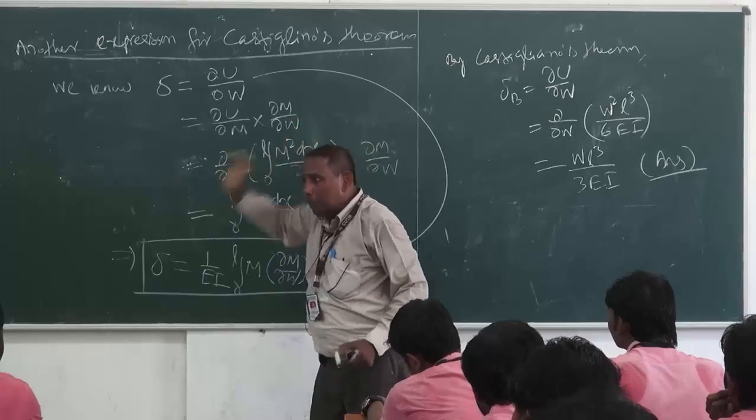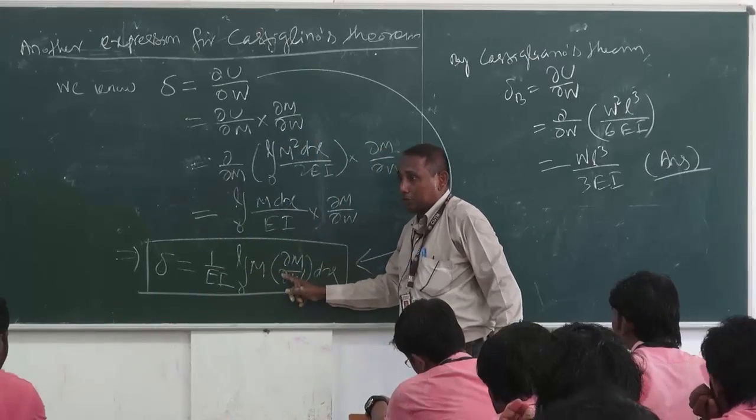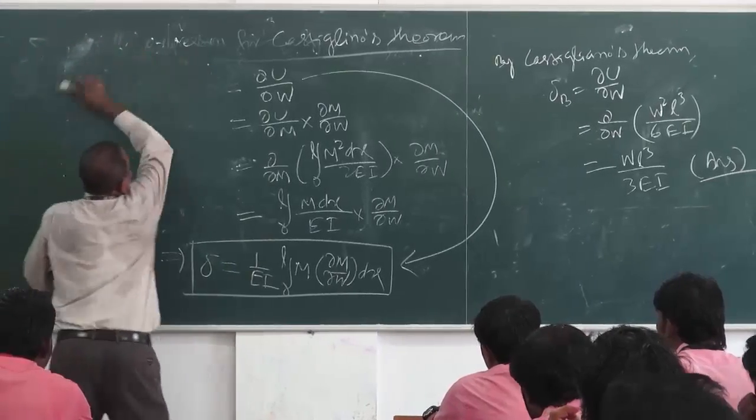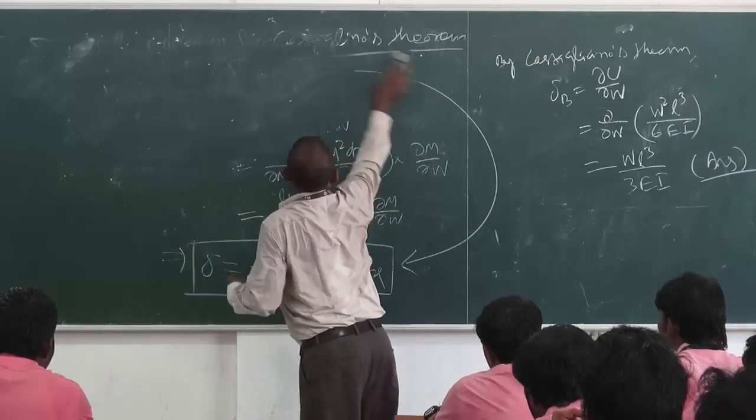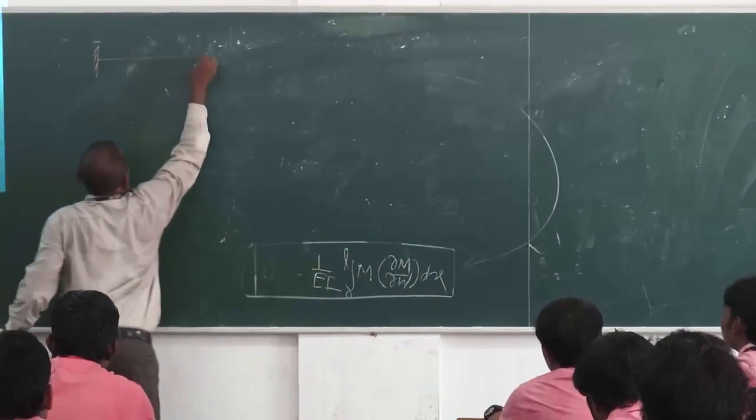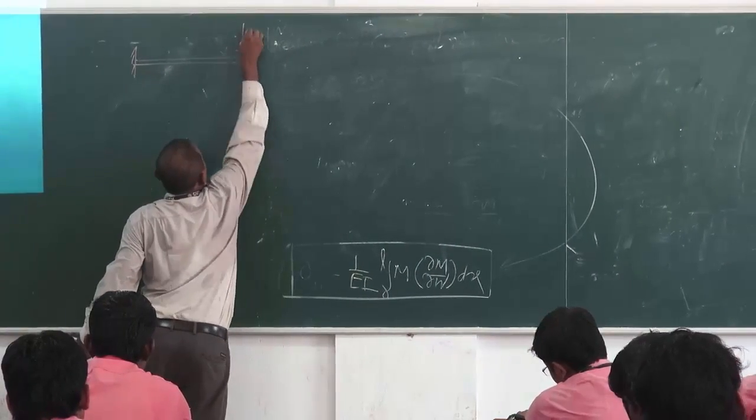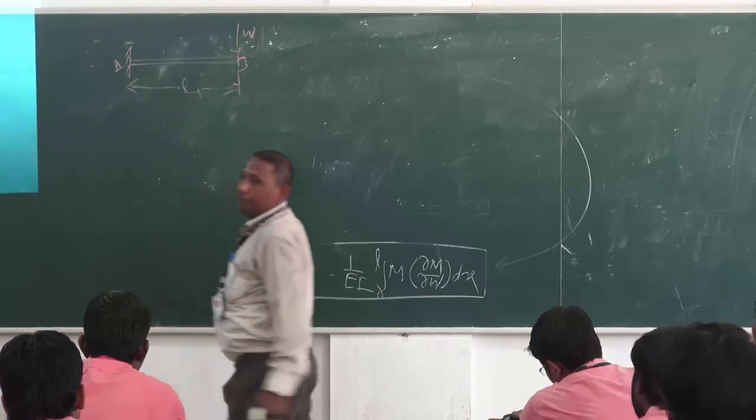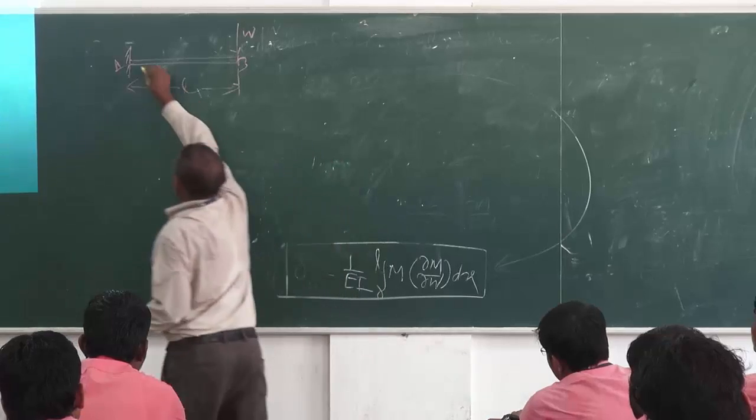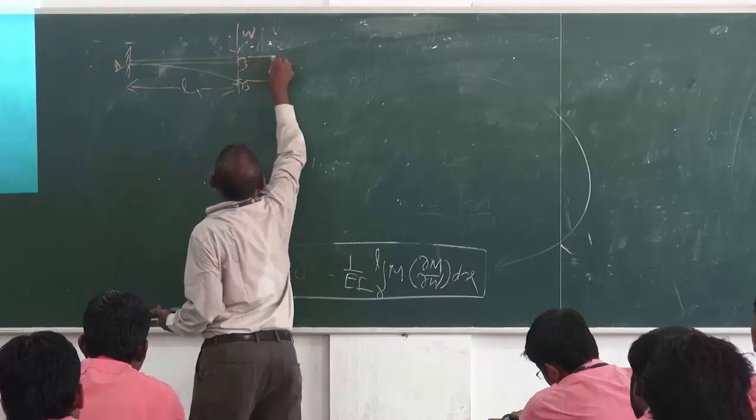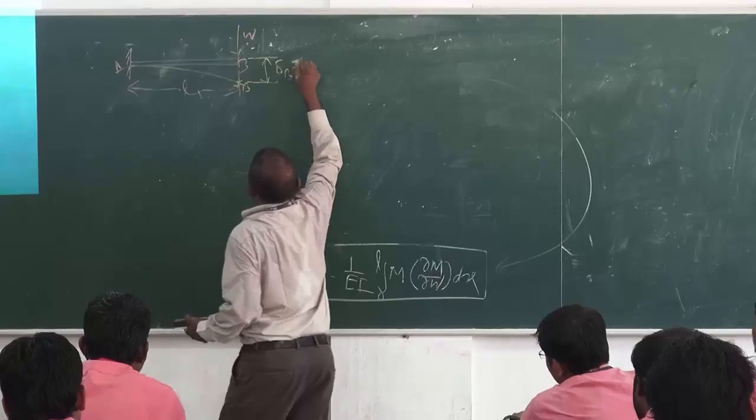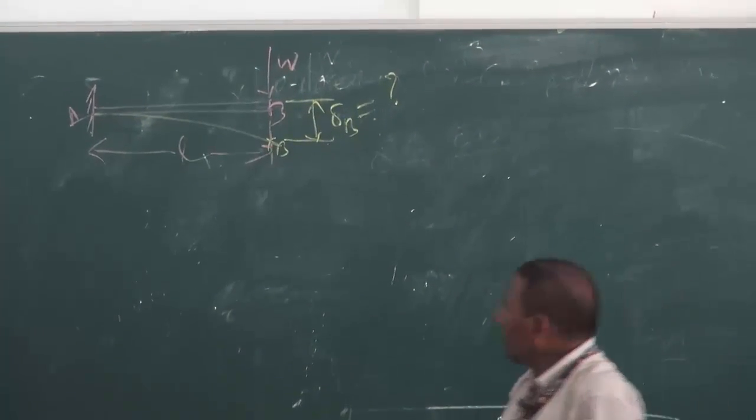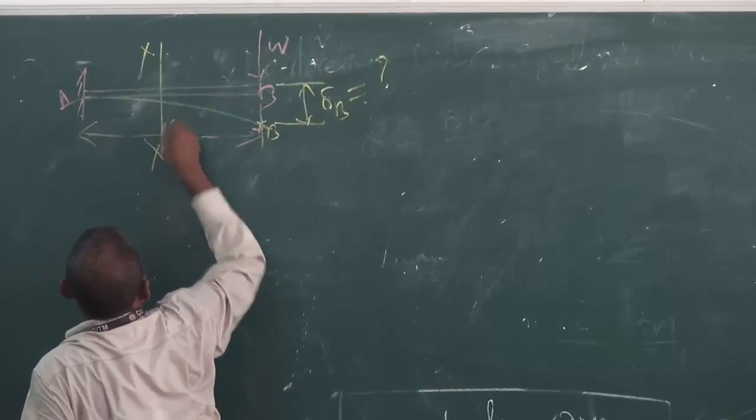So let us now take the same problem and see how I am using this expression. Let us revisit the same problem and prove how easy this new method is. This is the cantilever beam, this is the load W, and this is L, and it will deflect like that. B dash, this is your delta B, and we require the delta B value. Let us take any section XX at a distance X.